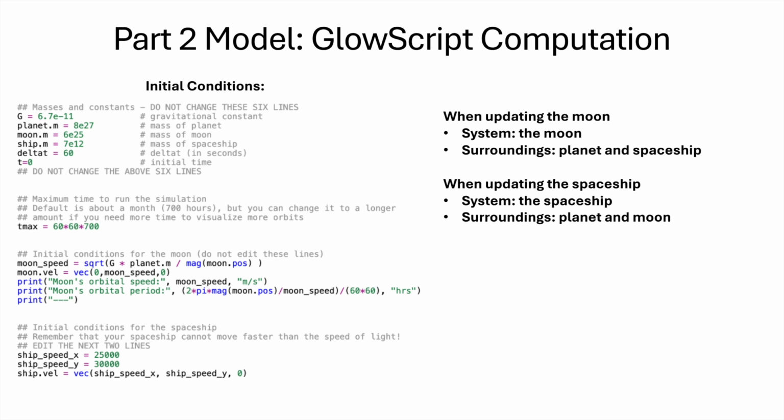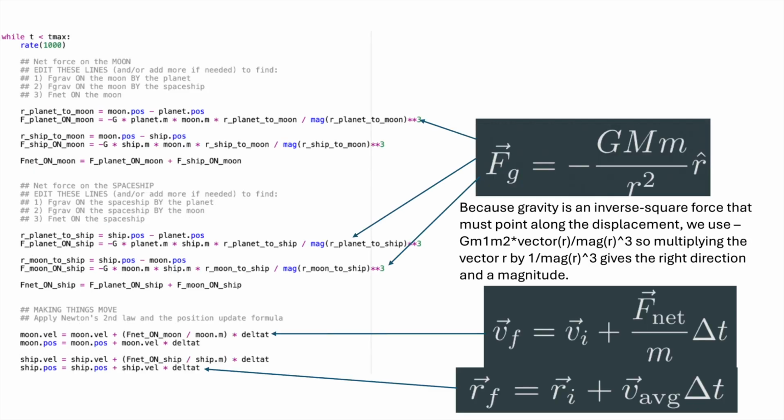When updating the ship, as we mentioned, forces from the planet and moon are the surroundings. The aim is a continuous, non-crashing figure 8 trajectory, so the ship is clearly influenced by both bodies. In each step, I form the vector gravitational forces with the 1 upon r cubed direction term, so they point along the separation line, sum to get Fnet on the moon and on the ship, then update velocity and position. The perpendicular component of Fnet steers the path around each body, while the parallel component sets the speed.